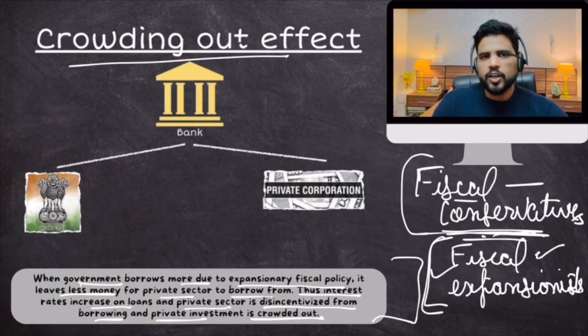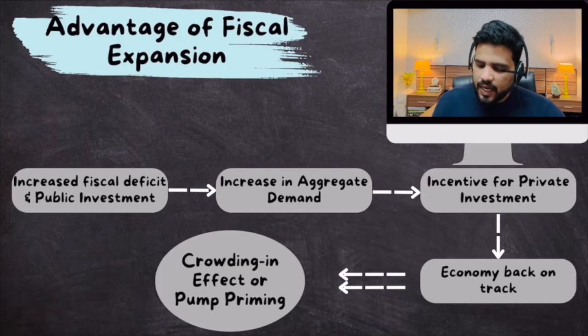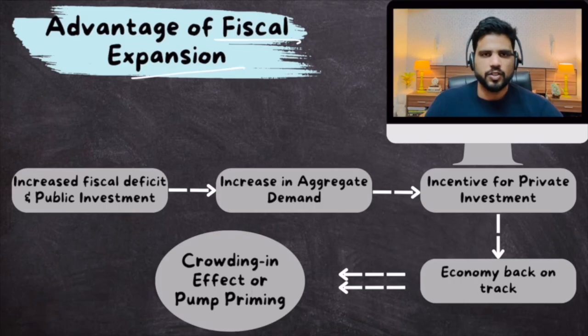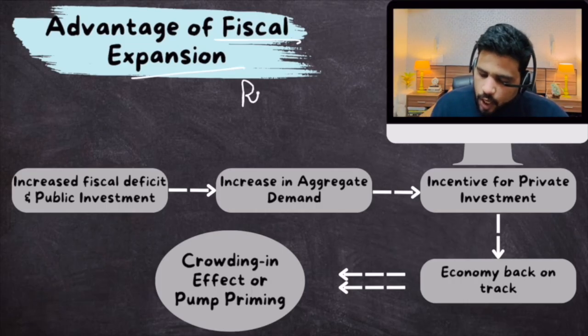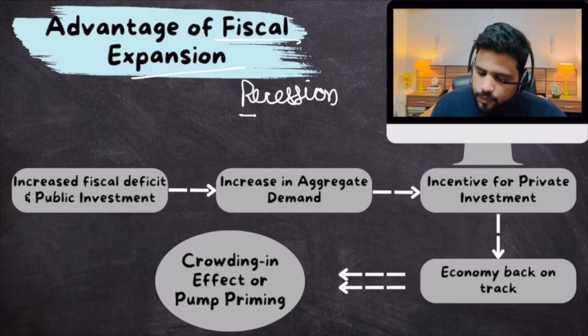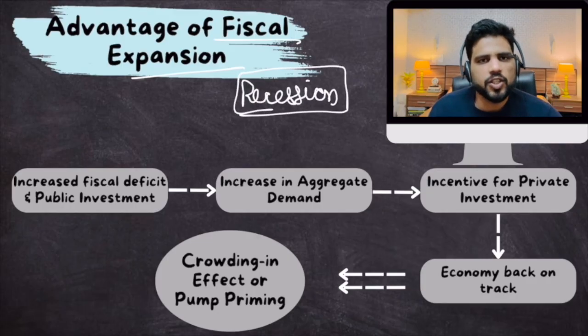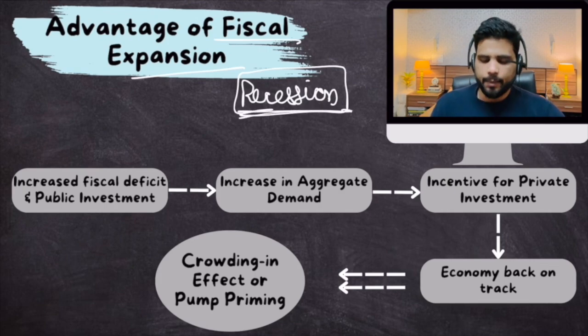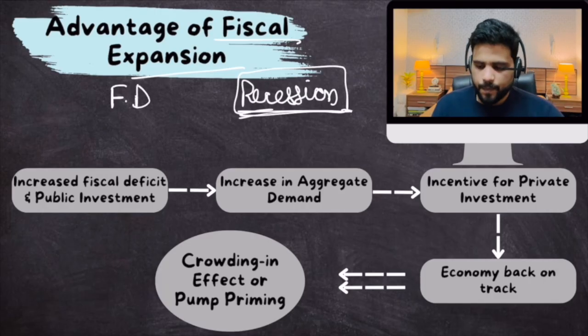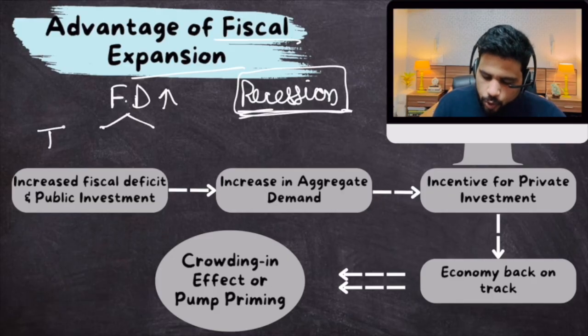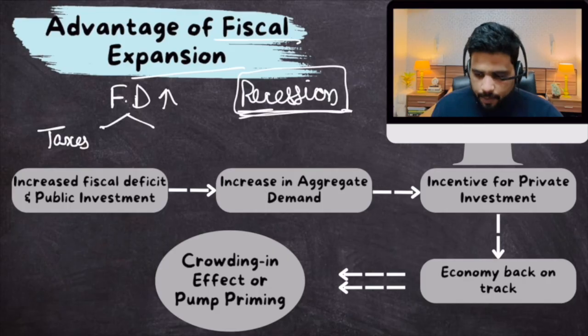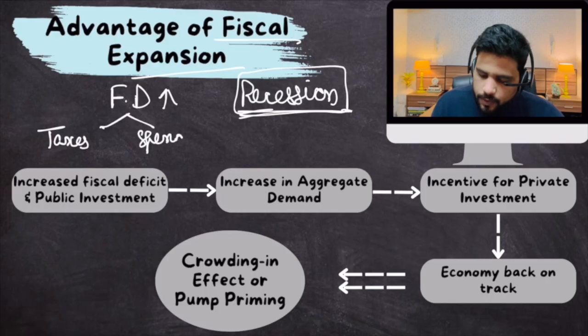Then, in reply to these arguments given by fiscal conservatives, what do fiscal expansionists say? Well, fiscal expansionists say that fiscal expansion has a lot of advantages. Suppose the economy is going through a recession. Now, during that time, if you increase fiscal deficit, and fiscal deficit increase means you should reduce taxes, that would boost aggregate demand and get us out of recession. Plus, your spending should also increase.